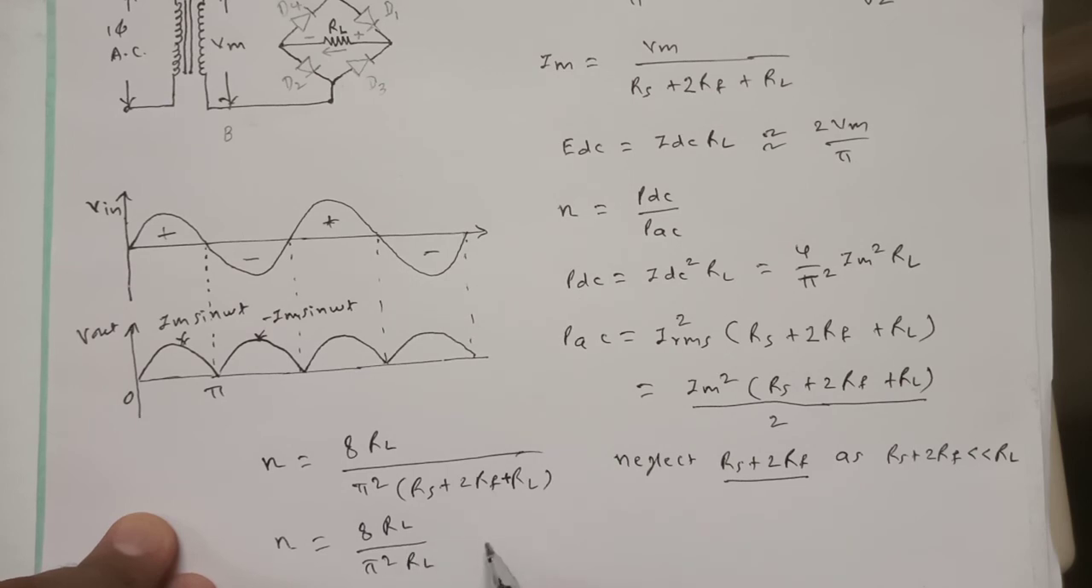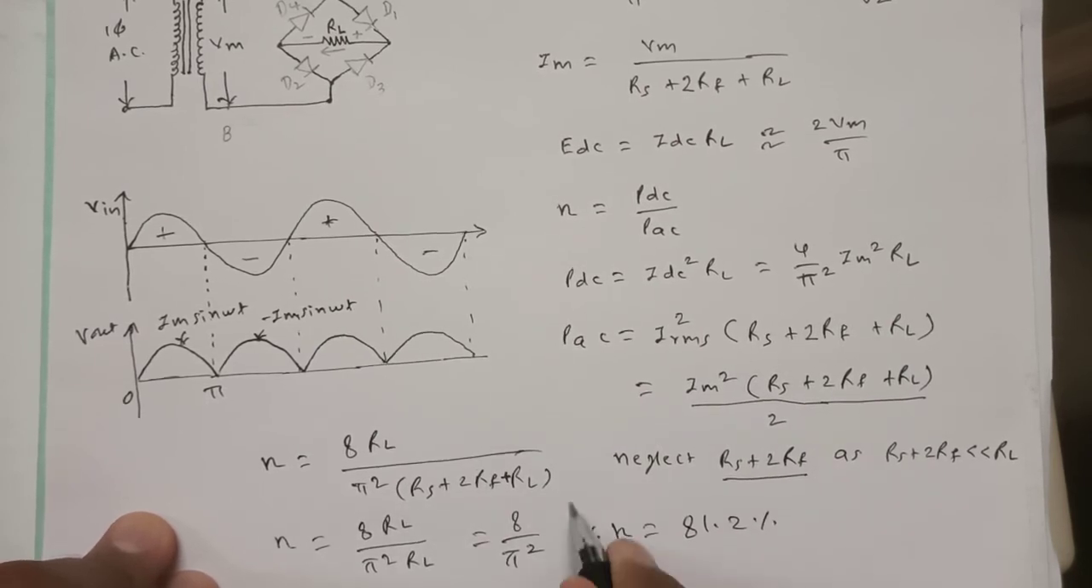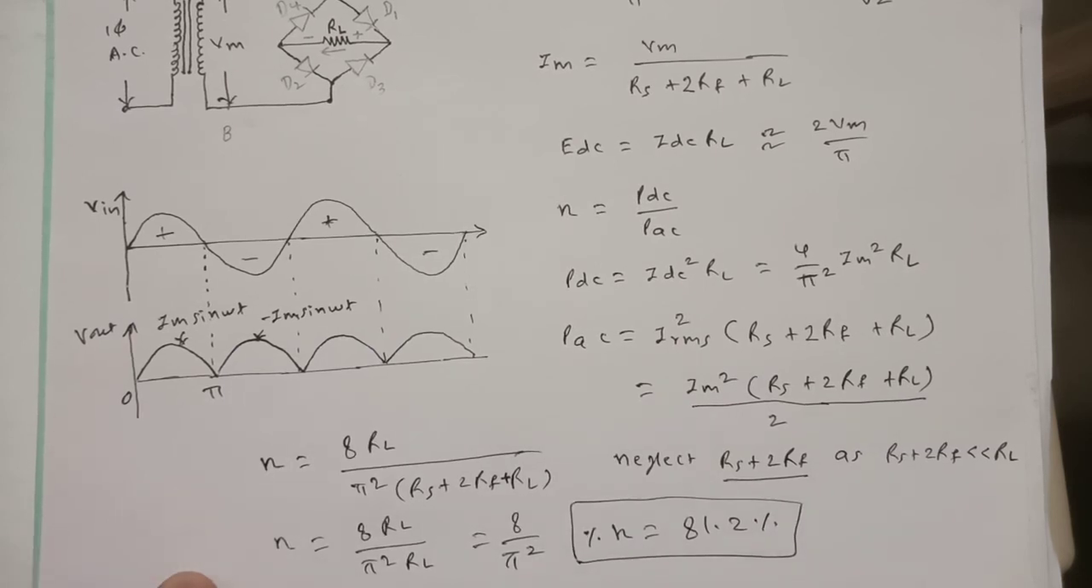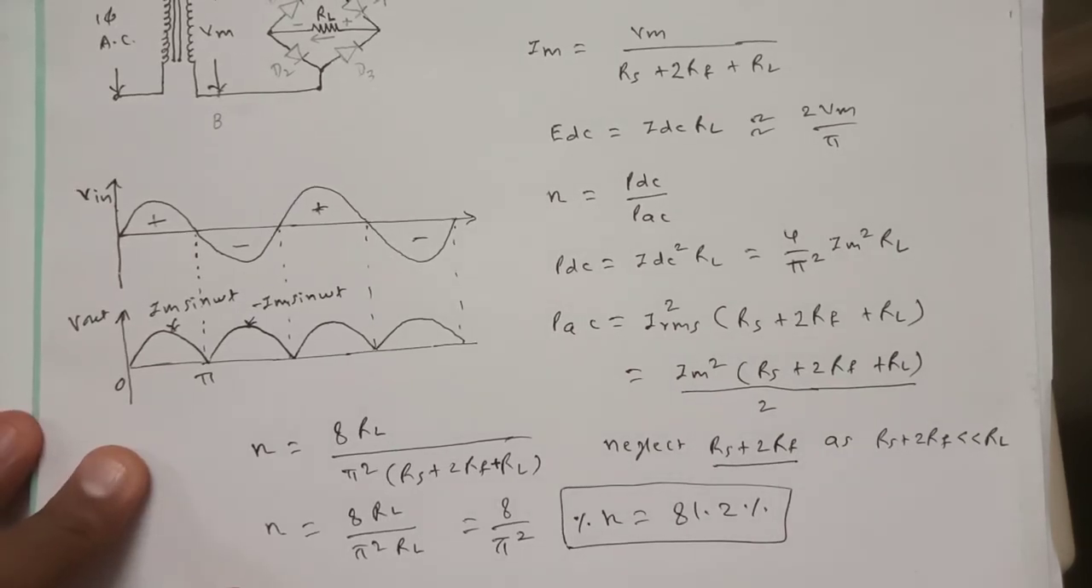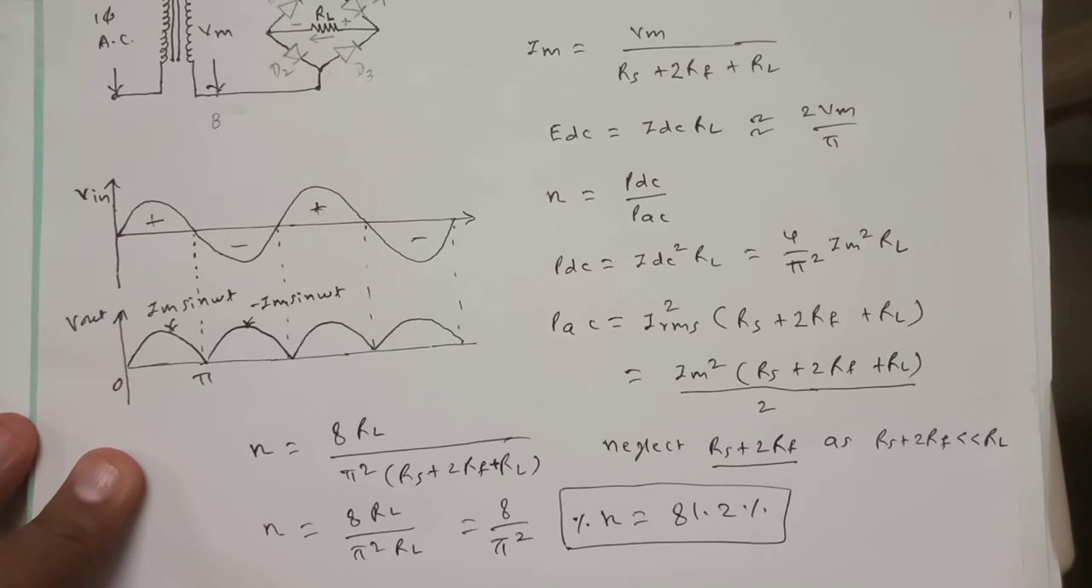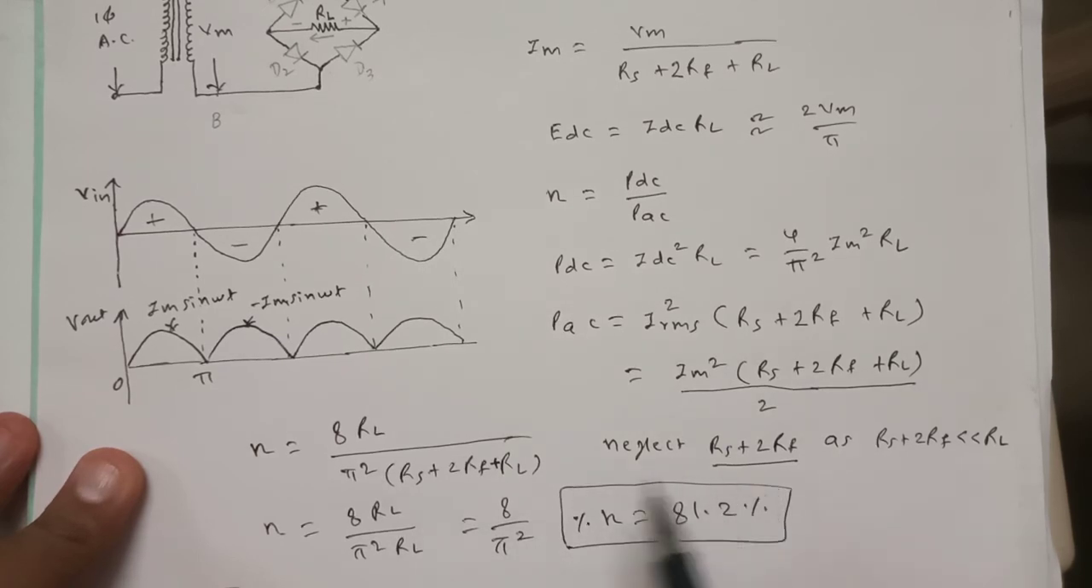So this RL will get cancelled and we are left with 8 by pi square, and after solving this we will get one value. Now I will directly write it in terms of percentage. The percentage value of the efficiency is 81.2%. It means it is the same as we derived in the case of the center-tap full wave rectifier. Also keep in mind that here we are neglecting everything and considering all ideal things, and still we are getting only this value.